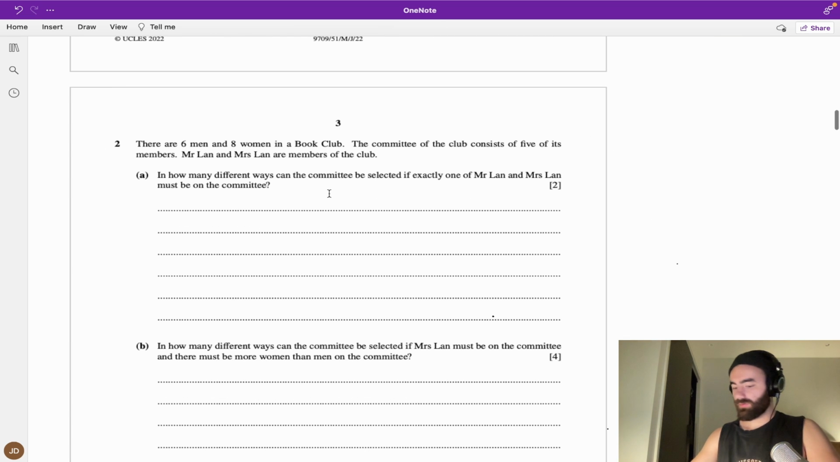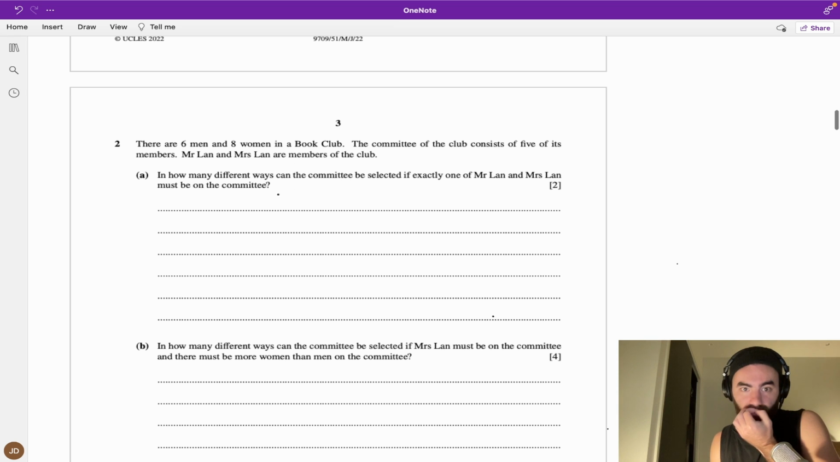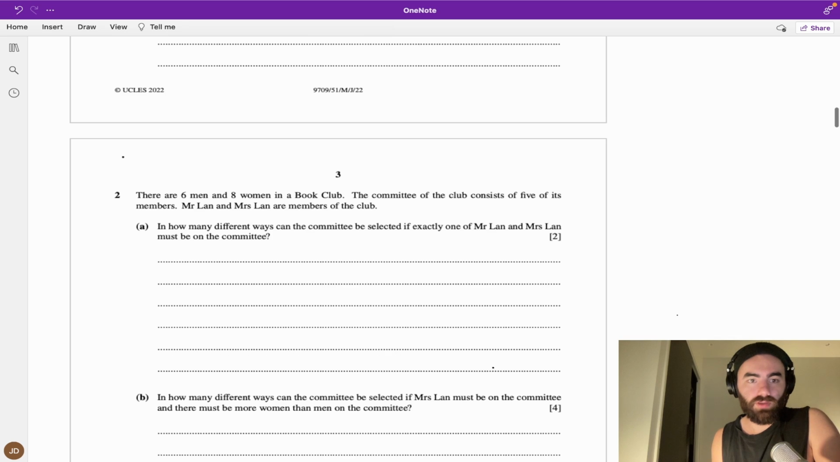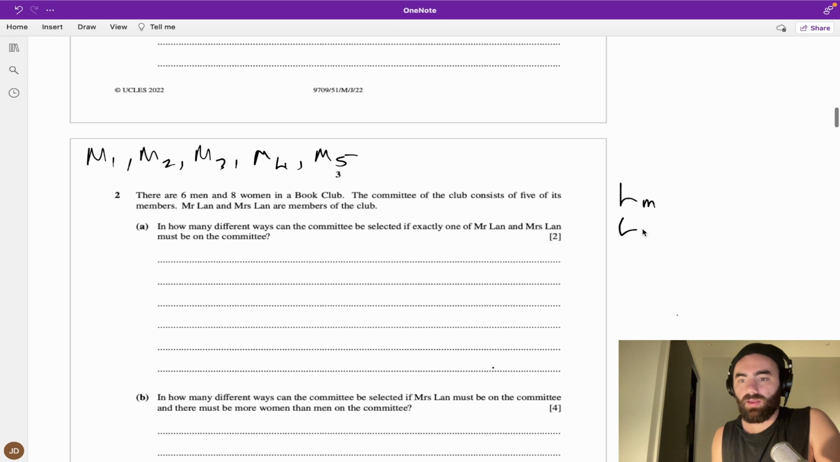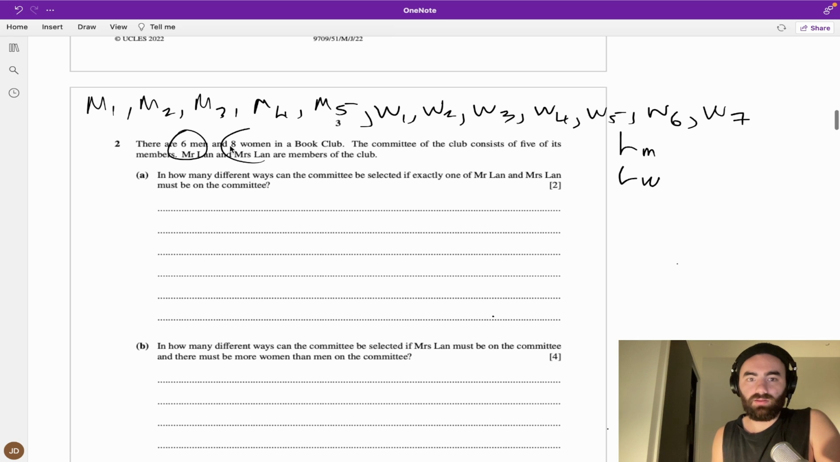Okay, question number 2. There are 6 men and 8 women in a book club. The committee of the club consists of 5 of its members. Mr. Lan and Mrs. Lan are members of the book club. So we have 5 nameless men, and let's call Mr. Lan LM and Mrs. Lan LW, L man, L woman. And then we have 1, 2, 3, 4, 5, 6, and 7 other women. That consists of the 8 women and 6 men.